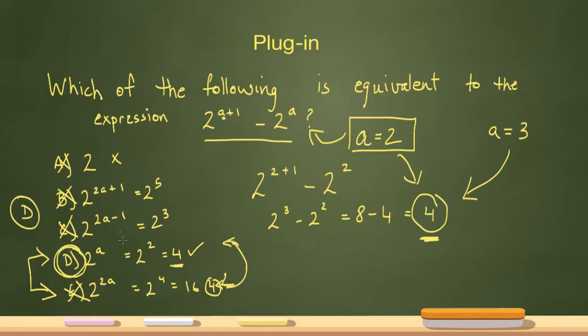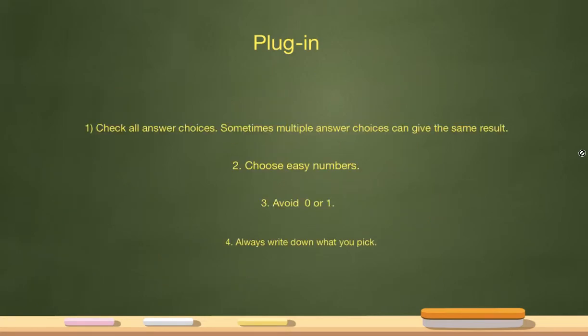Variables in the question, variables in the answer, I can make up numbers. So let's do a recap and look at some tips. So check all the answer choices. Sometimes multiple answer choices can give the same result. Number 2 is choose easy numbers. You know, in the previous problem, I could have made a 20. But that would make my life so much tougher because the numbers would be big, everything would just become a little more messy. So I made a 2.